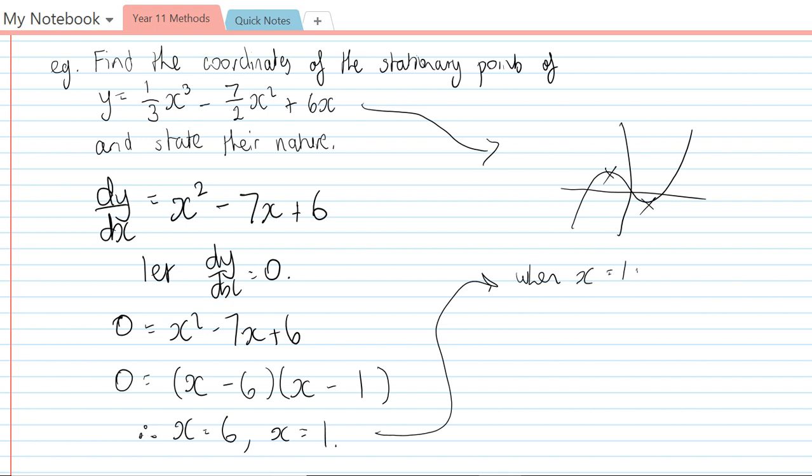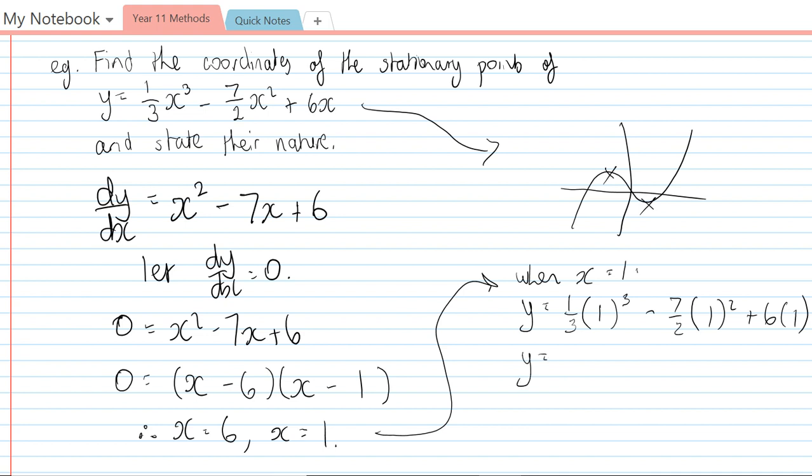So what I'm looking for here is the other part of the coordinates. I need the y value. And so I'm subbing it into the original equation. y equals 1/3 of 1 cubed minus 7 on 2 of 1 squared plus 6 times 1. Alright, so then it's just a matter of evaluating that.